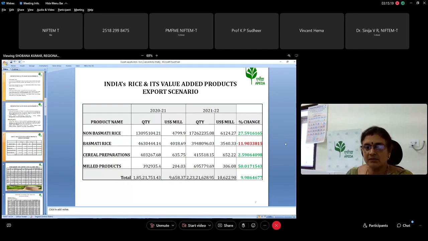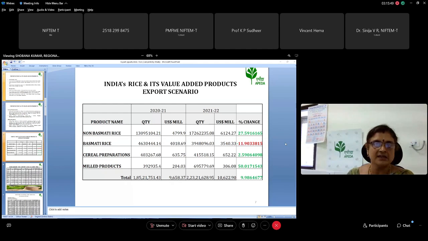Okay, so what is the quantity that we have been exporting? The quantity is, of course, increasing and the value is also increasing. As I said, basmati rice is declining, whereas the globe is looking at non-basmati rice. And also, in the last 3-4 years, we have seen an increase in exports of traditional rice varieties, which come under non-basmati rice, though they do not have a separate HS code.